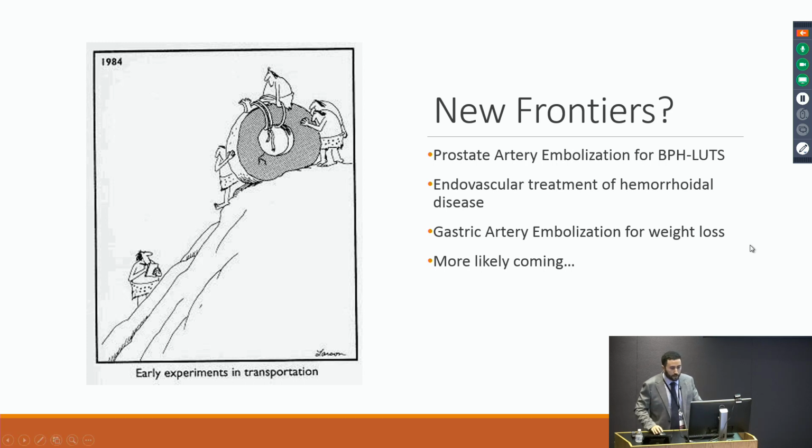We can do prostate artery embolization for BPH. We can treat hemorrhoids. We can actually do gastric artery embolization for weight loss. So as an alternative to bariatric surgery, there's a bunch of IR guys out in Maryland who are doing this procedure where they go in through the wrist, down to the artery supplying the stomach. They embolize it, and that's it. And the patient has weight loss. They don't have to have a big bariatric surgery. They don't have to have a gastric sleeve. Again, there's debate. I think the bariatric surgeons are not really in favor of this.